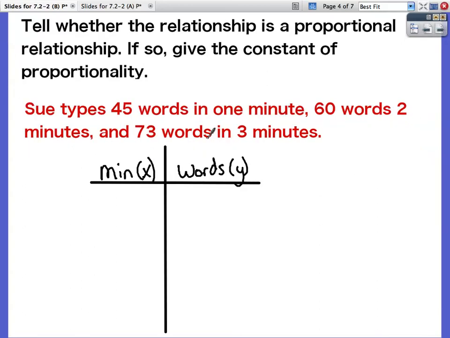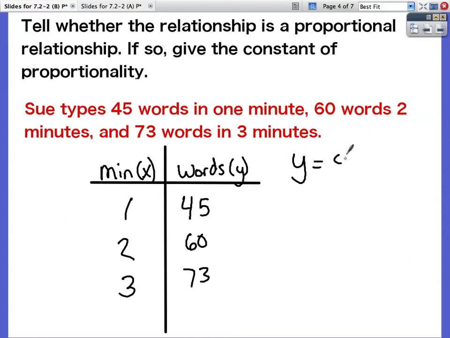Same directions. First, we have to figure out, is this a proportional relationship? So let's plug in what we know. Sue types 45 words in 1 minute, 60 words in 2 minutes, and 73 words in 3 minutes. And I've tried really hard, but I can't find a rule for this. There's really no rule. And if there was a rule, like if I said Y equaled 45 times X, it would only work for the first part because 2 times 45 is not 60, it's 90. And 3 times 45 is definitely not 73.